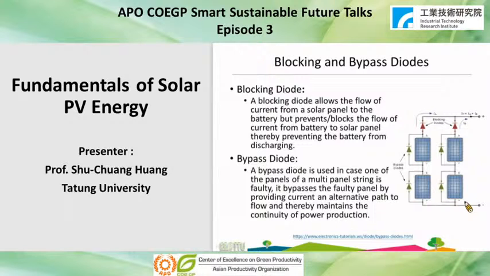A bypass diode is used in case one of the panels of a multi-panel string is faulty. It bypasses the faulty panel by providing the current an alternative path to flow, and thereby maintains the continuity of power production.